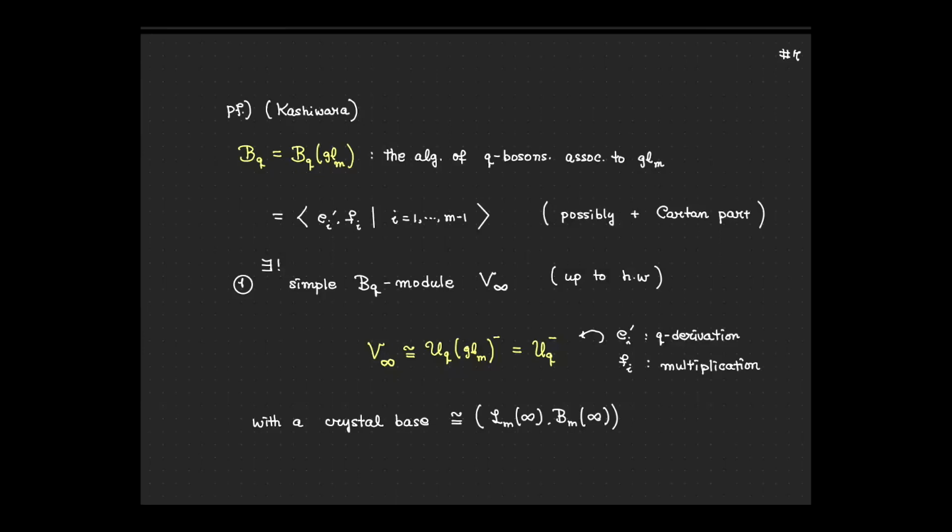But anyway, it is proved that for that BQ, there is only one simple module, say V infinity, up to highest weight, if we consider the weight. And one of the main results was that this simple module has a crystal base. This simple module is isomorphic to the negative part of UQGLM. Of course, we know that the Fi generator acts by left multiplication and EI prime acts by the left q-derivation. So with respect to that action, UQ minus is a BQ module and it is irreducible.